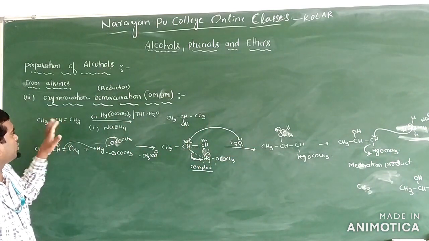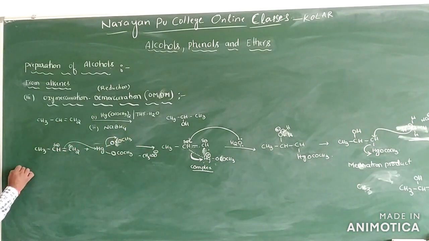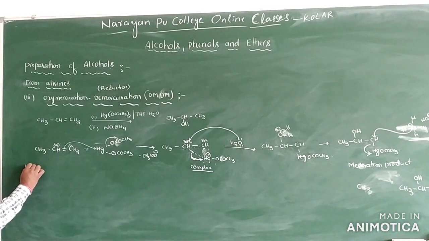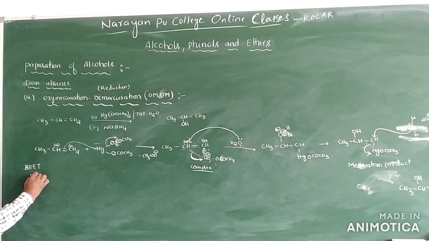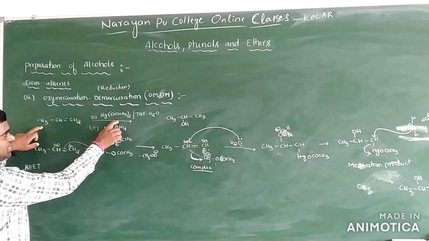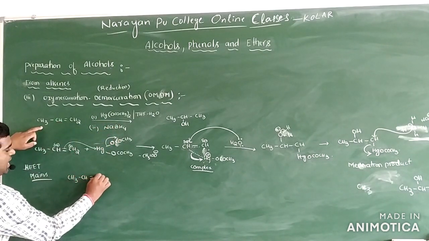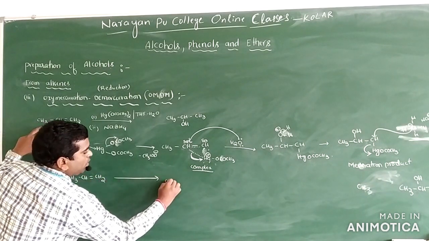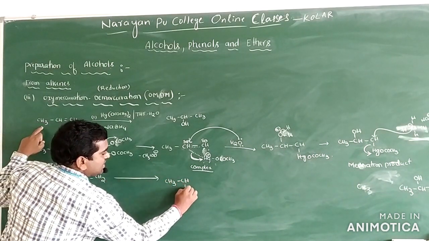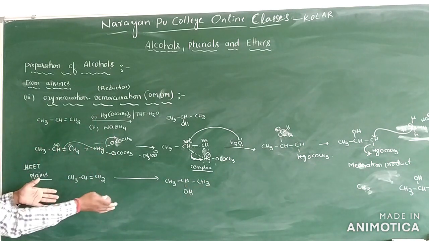By seeing this, you have to write the product directly. So how to write the product here? This is for competitive exams, NEET or mains. Most of the time they ask this type of question. Directly see this: CH3-CH=CH2. What is the final product you are getting? CH3-CHOH-CH3. How does the product look?